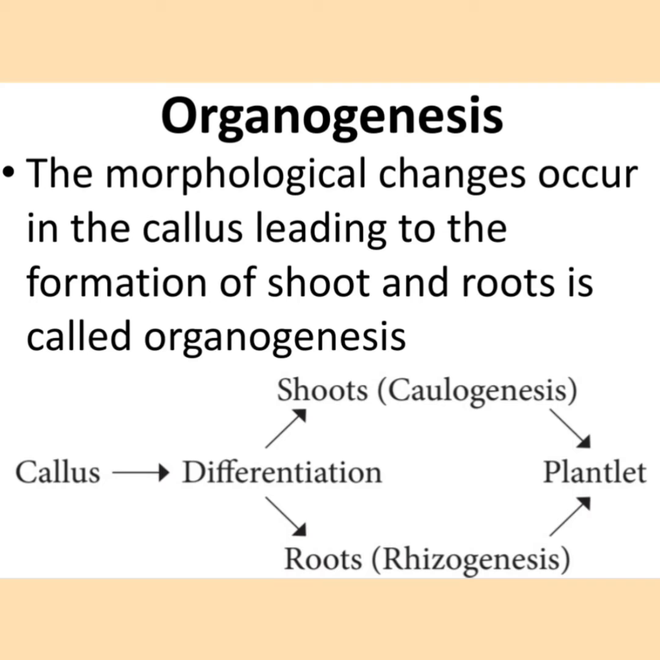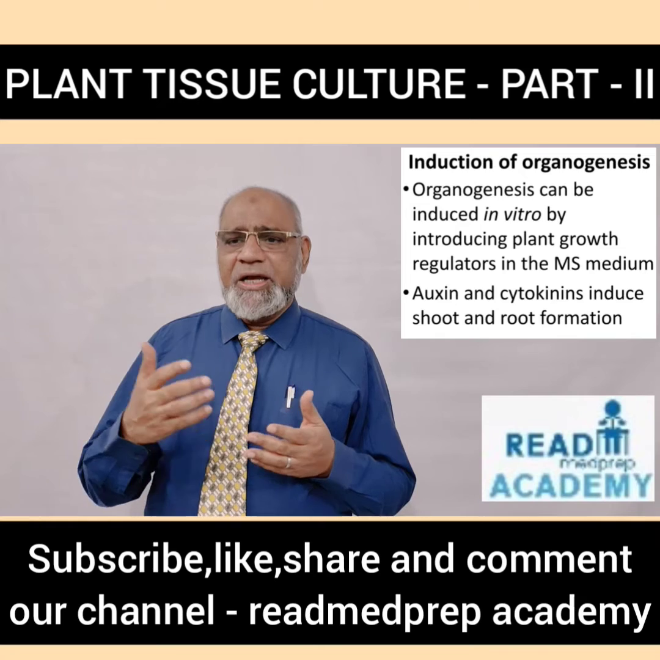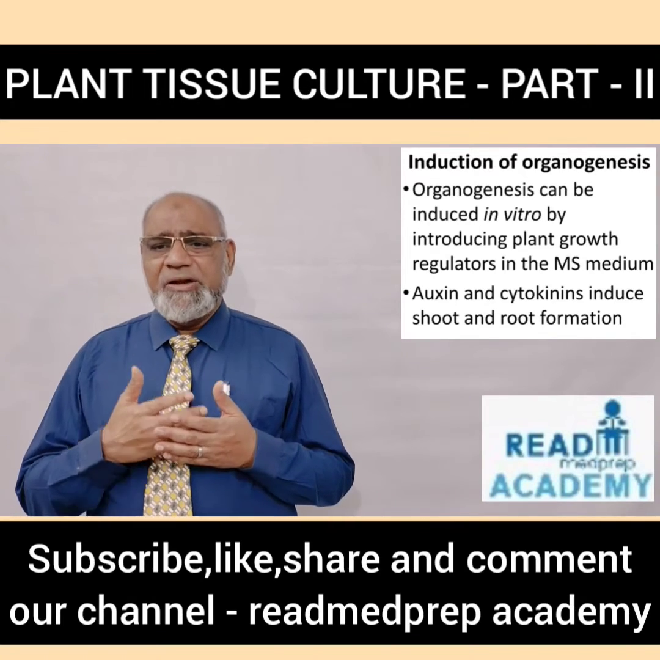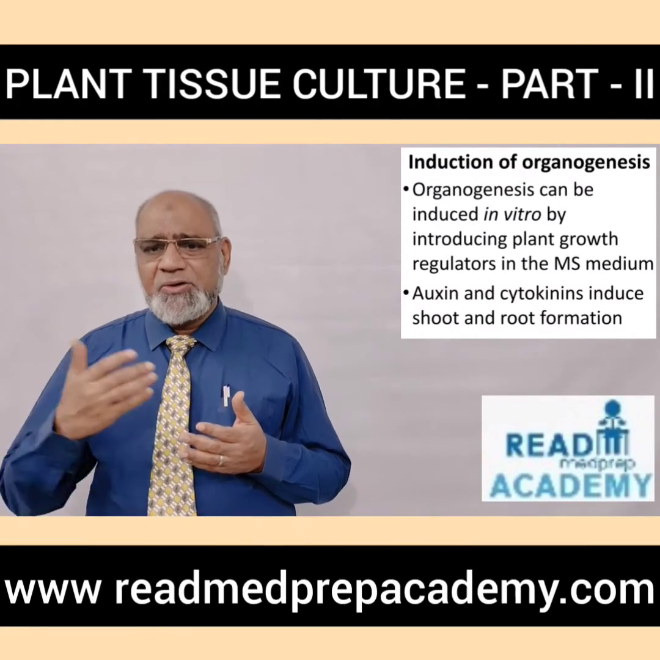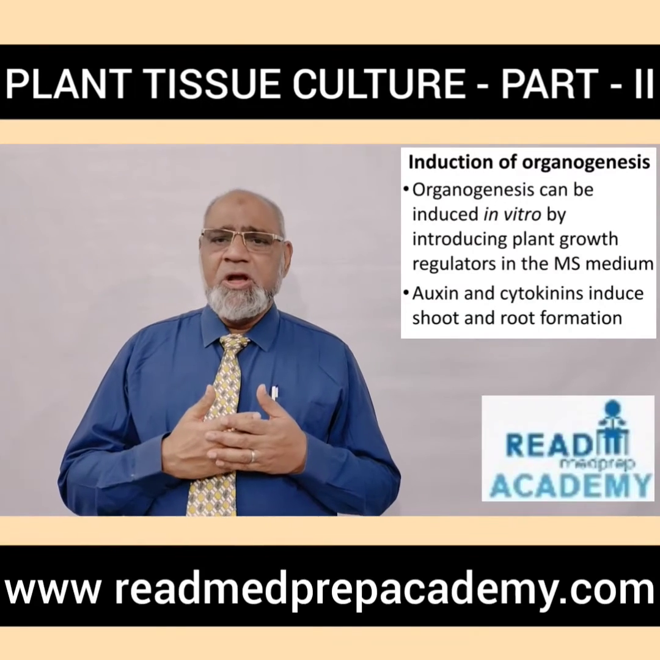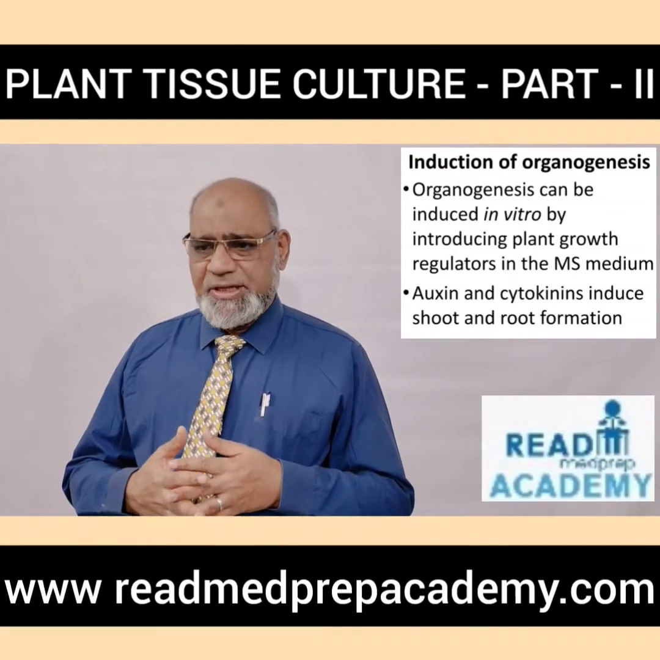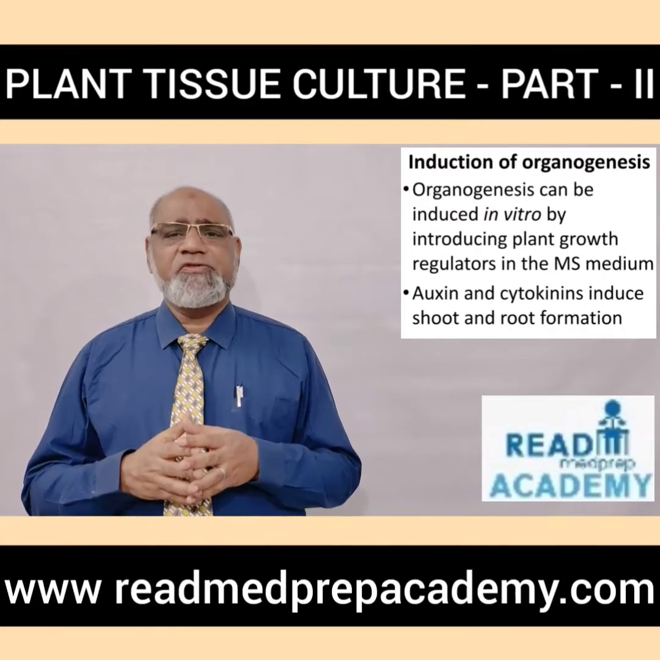is called organogenesis. You can see in the flow diagram, the callus is differentiated into the shoots, and the development of the shoots is called caulogenesis, and the development of the roots is called rhizogenesis, which constitute the development of a good plantlet and later a mature plant. Induction of organogenesis can be done in vitro by introducing plant growth regulators in the MS medium. Auxins and cytokinins induce the shoot and the root formation.